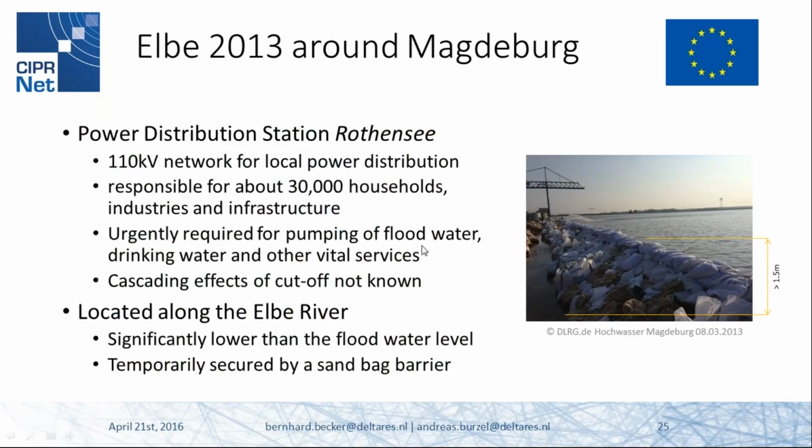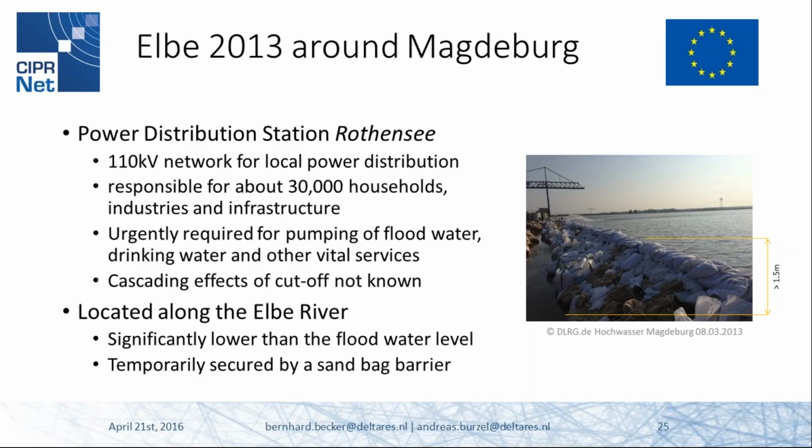In this scenario, it's about the power distribution station Rotensee, which is a 110,000 volt local power distribution station. It's responsible for about 30,000 households, industry in the area, but also major infrastructures. And it was, during these days, urgently required to pump floodwater, drinking water, and other vital services. And it was not known what would happen in terms of cascading effects if this transformer station would have been flooded.